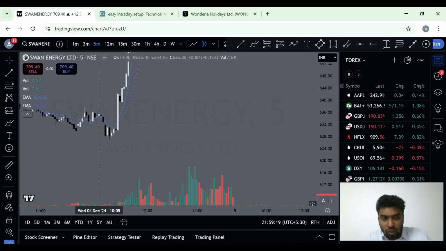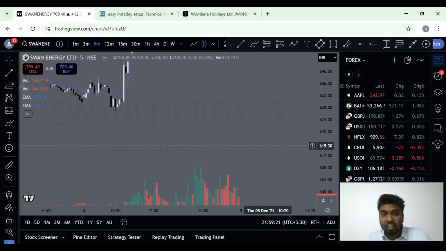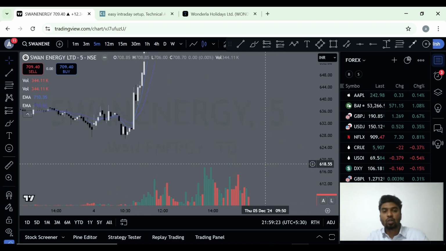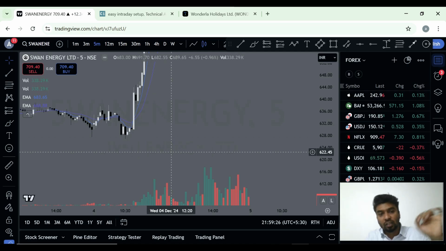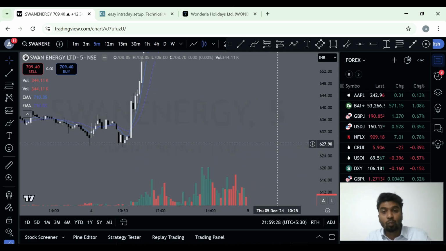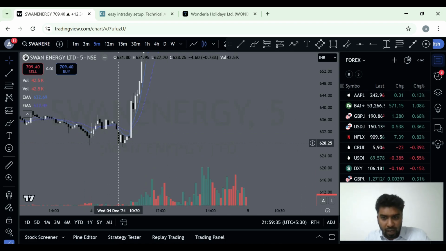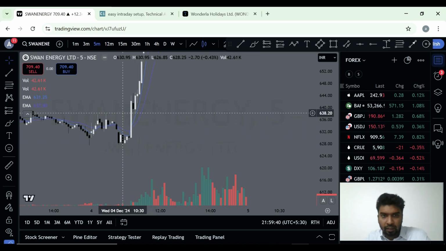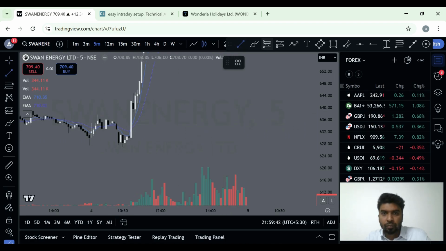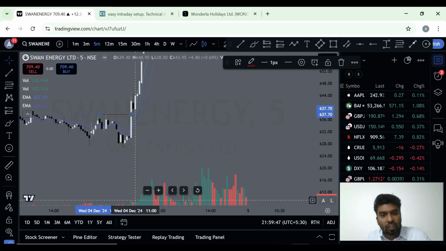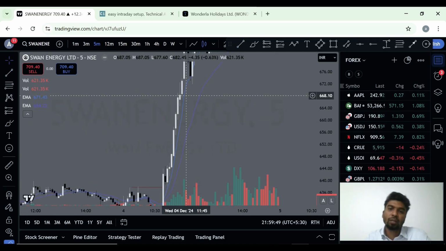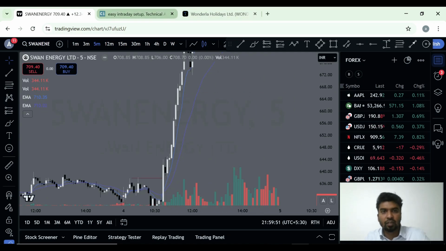At that time, the volume also dried up. Just consider the volume too, right? We shouldn't consider the candles only, but also the volume, to confirm that the volume is increasing and the momentum is starting to build up. Here the volume dried up, and see, at around 10:50 the day high was broken with proper volume. With that volume, the day high was broken and it pushed up to aggressive highs.